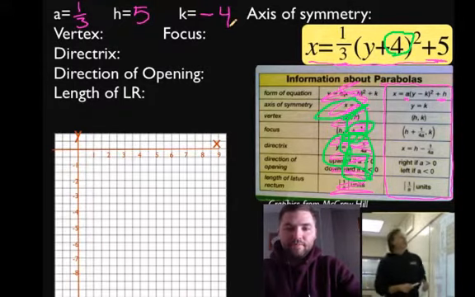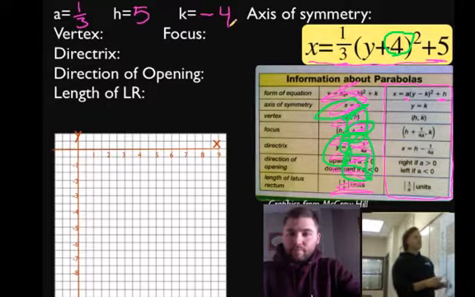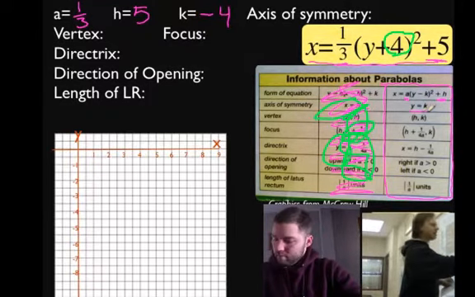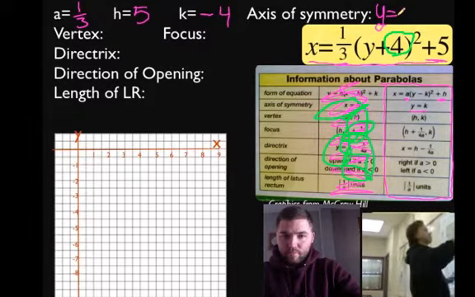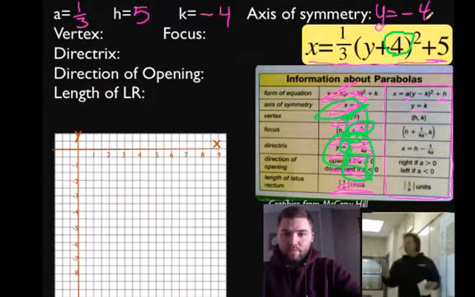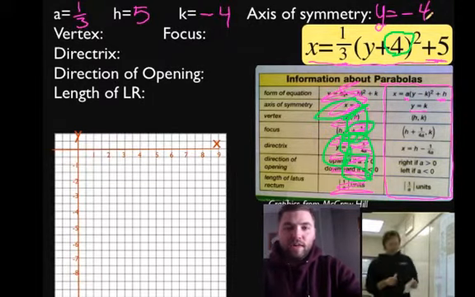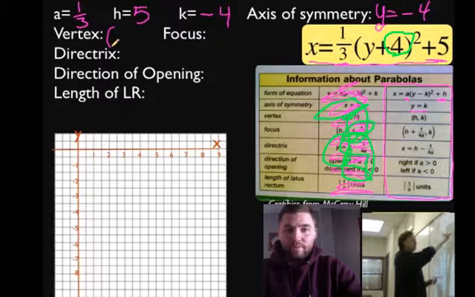All right, very cool. So now the axis of symmetry is going to be at y equals k. So it's a line at y equals, in our case, k was -4. All right, will you talk about the vertex, sir? The vertex is the point at h comma k, so it's going to be at 5 comma -4.